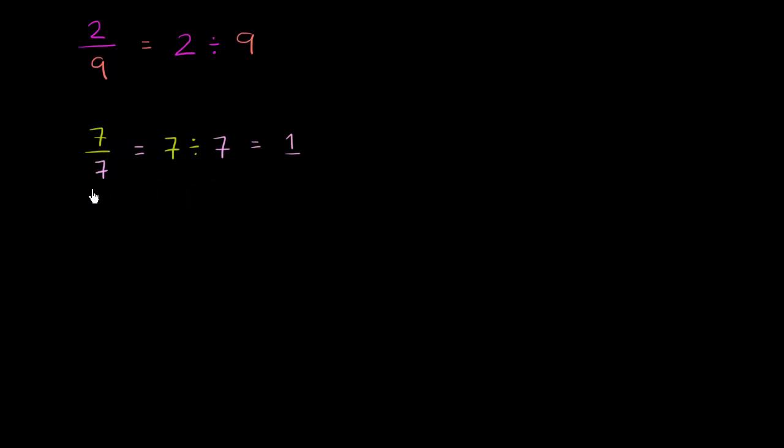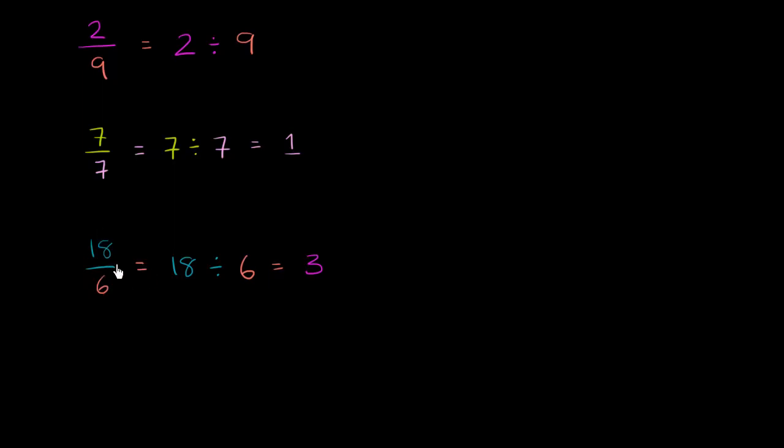But we could do things a little bit more interesting as well. We could take something like 18/6, and realize that, wow, this is the same thing as 18 divided by 6, which we know is equal to 3. And we should do a little reality check. Does this make sense that 18/6 should be equal to 3?